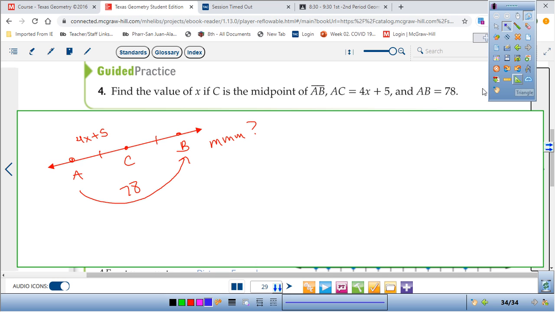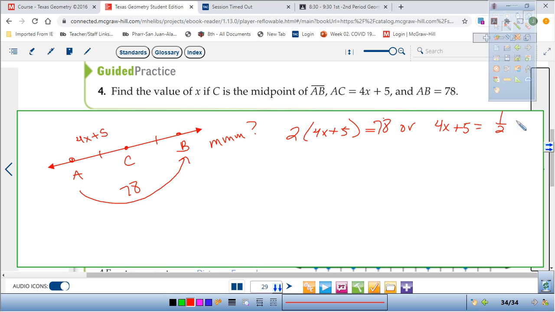It's how you want to do it. I don't like halving it. Well, I guess you could halve it. But I would do this: 2 times 4x plus 5 is equal to 78. Does that make sense, guys? Come on. Or you could do half of it. You can say 4x plus 5 is equal to half of 78. Make sense?